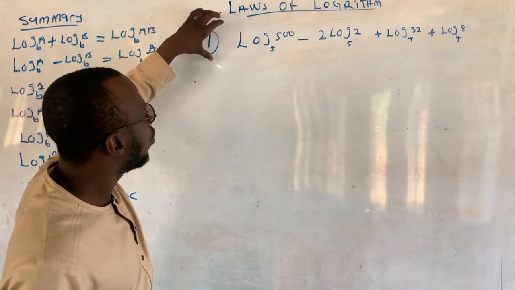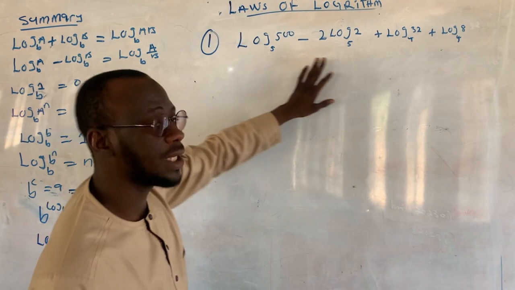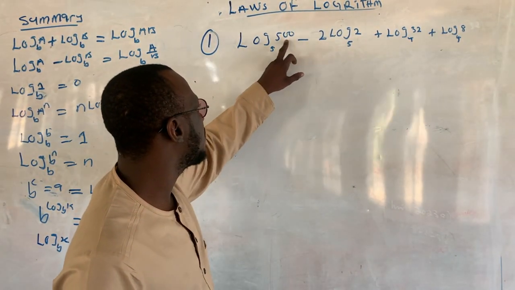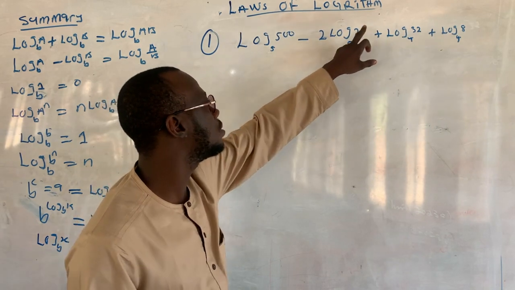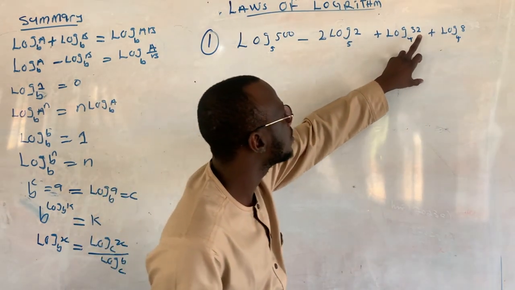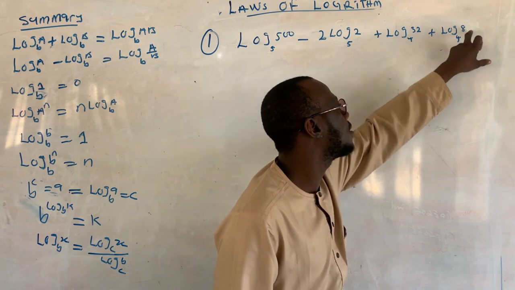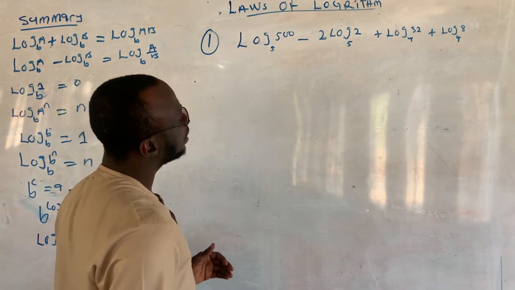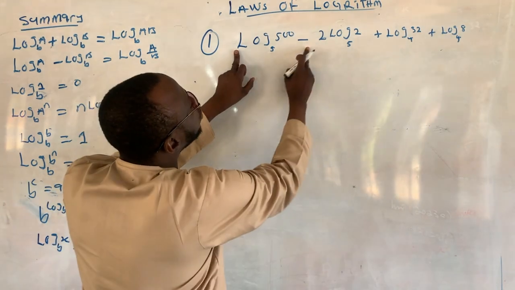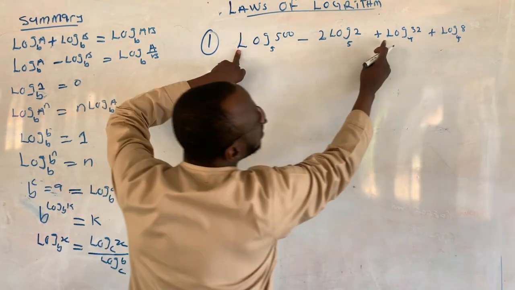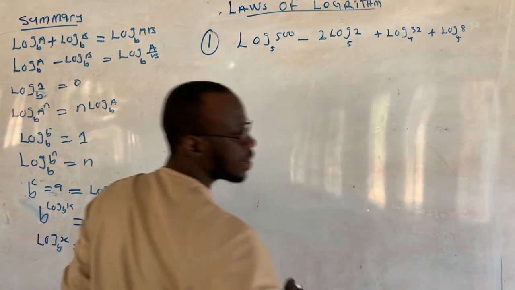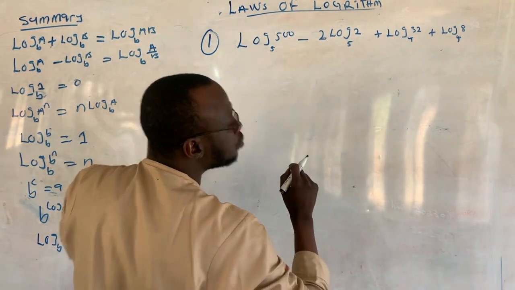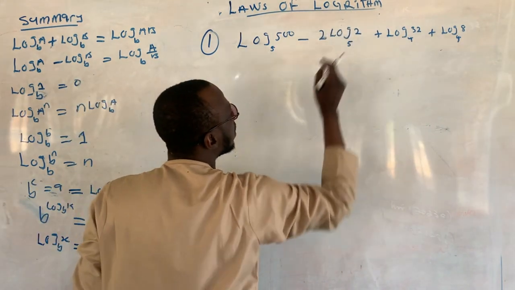So now, we are going to solve this question again. The question says: log 500 base 5 minus 2 log 2 base 5 plus log 32 base 4 plus log 8 base 4. Now, in this case, you can see that between the first two logs there is a negative sign, and between the last two logs there is a positive sign. This means that between this and this, we have to solve this one, for example.